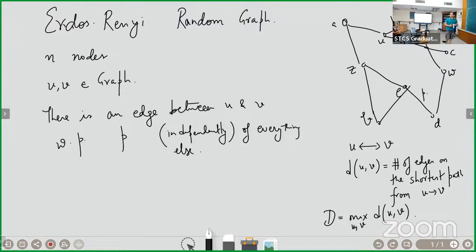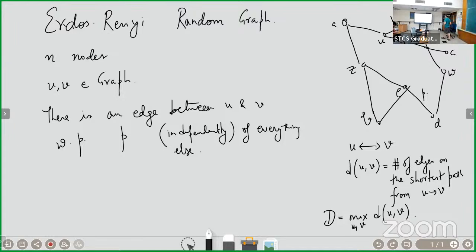You look at all possible pairs of nodes, find the largest distance between them. And when we say distance between a pair of vertices, it's always the minimum distance of the shortest path. Otherwise there could be so many paths from a particular vertex to another vertex. So we would like to find how large the diameter of this graph is as a function of P.